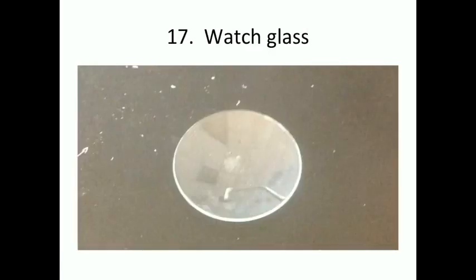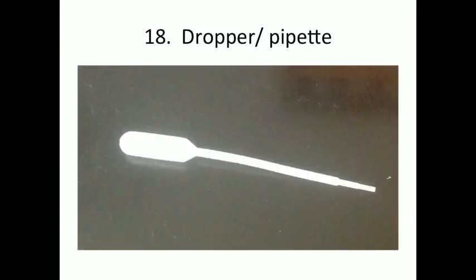This is watch glass. We can place our solid product materials on this to observe them at the end of a reaction. We can also use this to prevent splatterings. We place it on top of a beaker or on top of an evaporating dish to observe the reaction that's going on within without being splattered. This is a dropper, also known as a pipette.